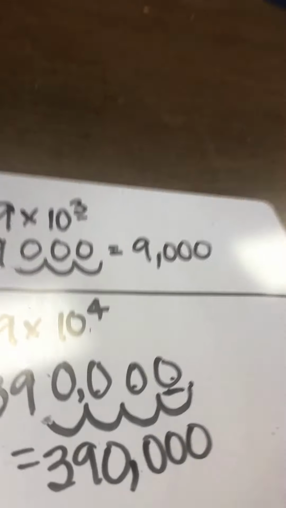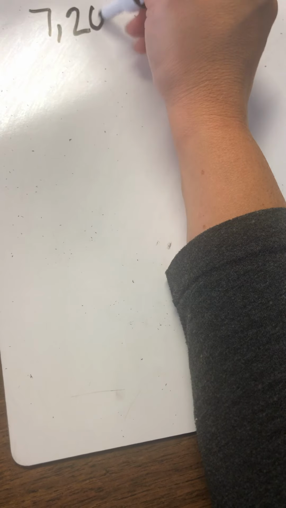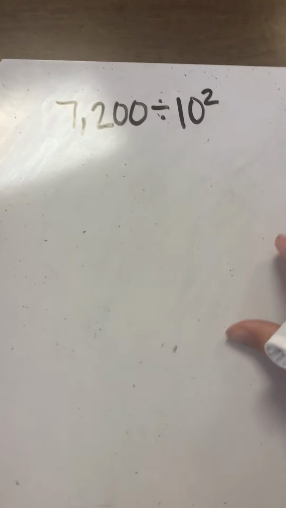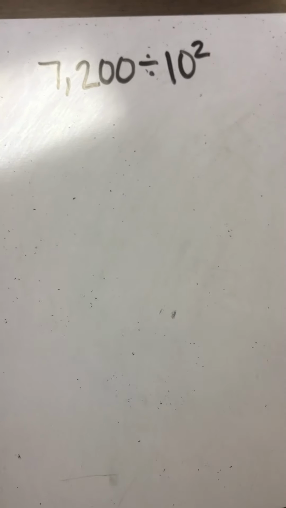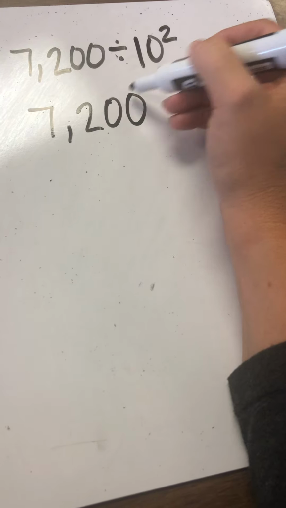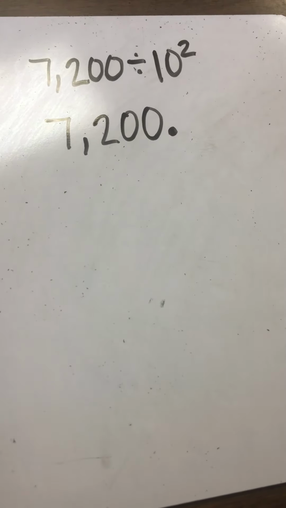Now let's talk about dividing. Okay. So if we have 7,200 and we're going to divide by 10 to the second power. Again, there's no decimal in this number. It's a whole number. So we are going to place a decimal at the end after the ones place. Okay, that's where the decimal would be.